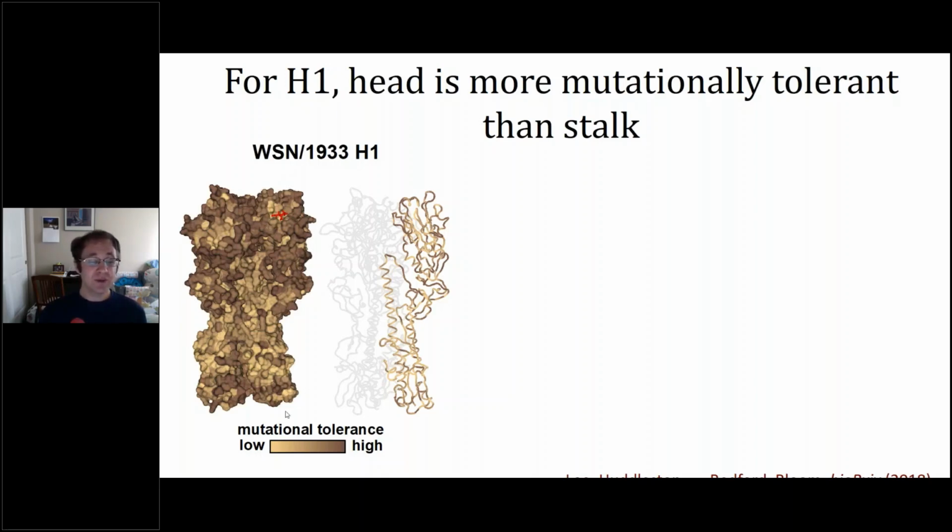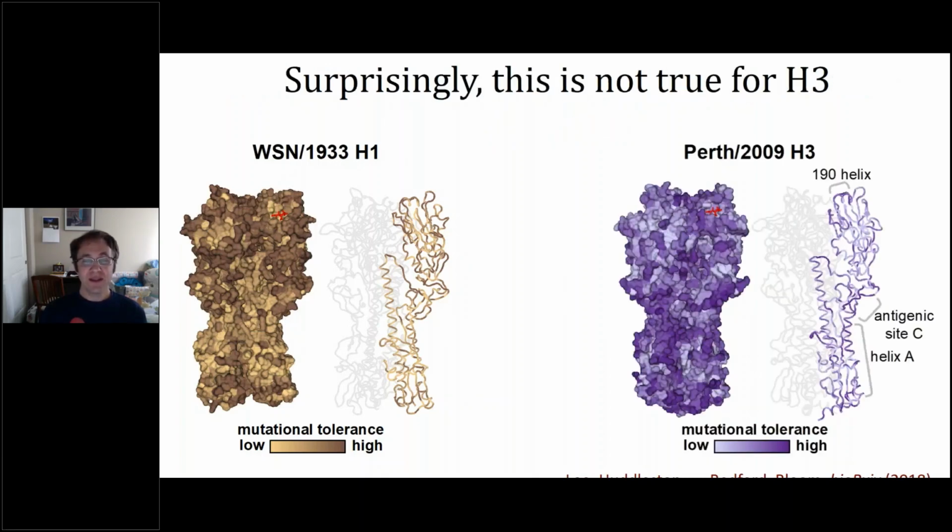In these experiments, we can measure mutational tolerance in the absence of immune selection. And when we do that, we see for this H1 hemagglutinin, in fact, most sites on the head of the molecule are more mutationally tolerant than most sites in the stalk of the molecule. Very interestingly and surprisingly, we've now done that same experiment for a recent H3 hemagglutinin, the Perth 2009 vaccine strain. And there we see much less of a disparity in mutational tolerance between the head of the hemagglutinin and the stalk of the hemagglutinin. We're very surprised by this result, and we're currently following up on it more.